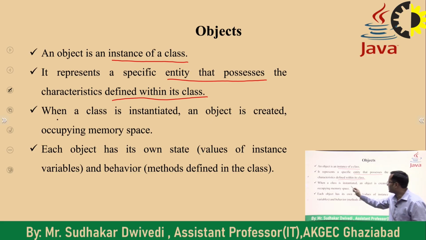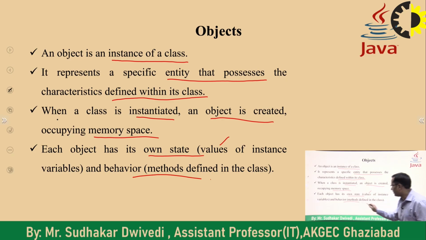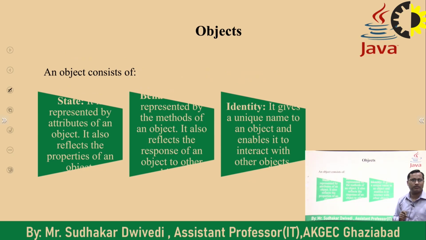So when the class is instantiated, an object is created. When I say we have instantiated the class, that means we have created an object that actually occupies memory space. And each object has its own state, that means its own values, instance variables, and its own behavior. Every object has its own set of variables and methods. So this is the object here.